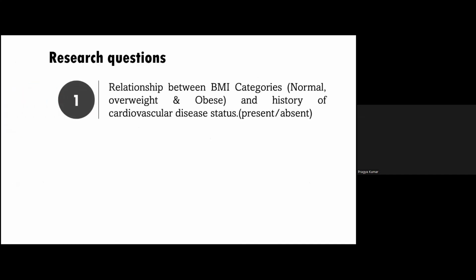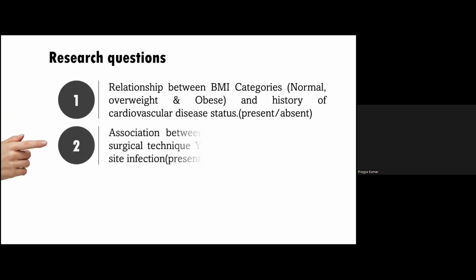So what are the research questions? The first research question could be, is there any relationship between the BMI categories, where I have categorized the BMI as normal, overweight and obese, and history of cardiovascular disease status, like present or absent.